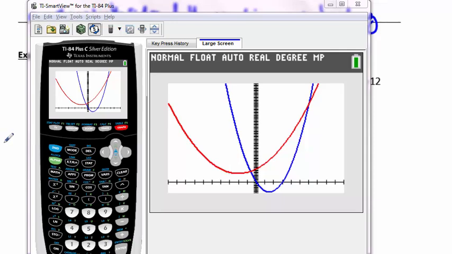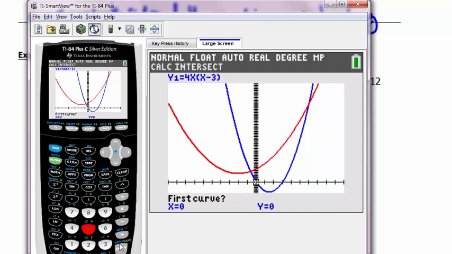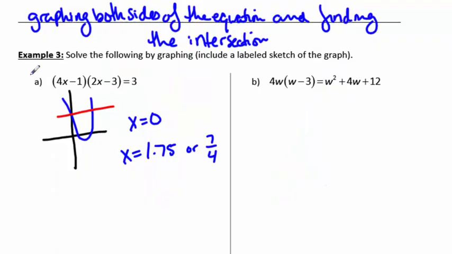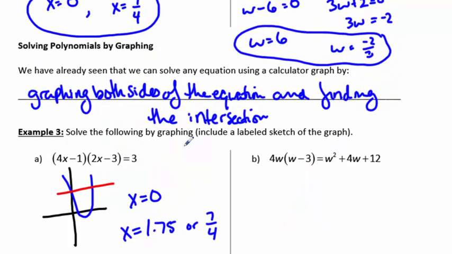Let's go ahead and find the first one. Second, calc, option 5 for intersect. The first curve, you can see the left-hand side there. Second curve, you can see the right-hand side. And guess, we're already closer to the first one, so let's hit enter. The first one is negative 0.66 or negative 2/3. We can verify that negative 2/3 was the first of the two values.